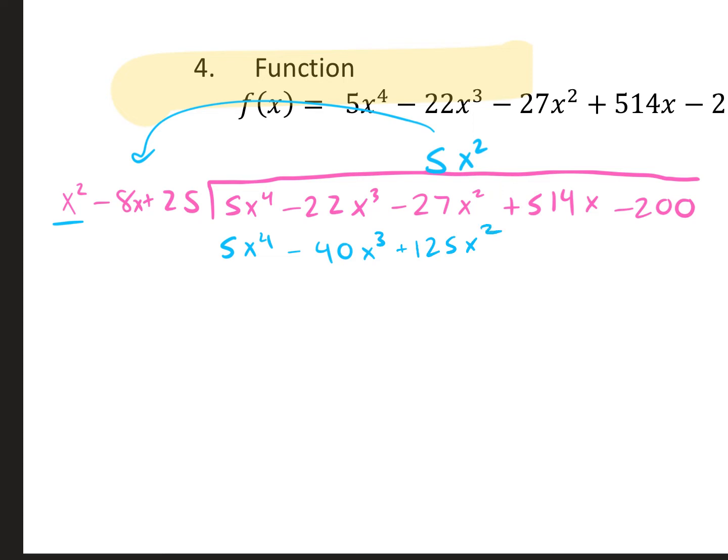So next we change the signs of this whole row and combine. So the 5x to the fourth power cancels. This is now negative 22x cubed plus 40x cubed, so that would be 18x cubed. And then negative 27x squared minus 125x squared would be negative 152x squared. What's next? Divide 18x cubed by x squared. So that would leave us with 18x.